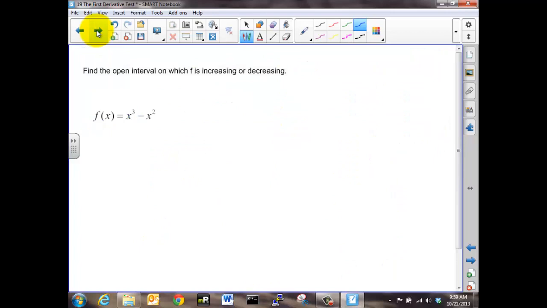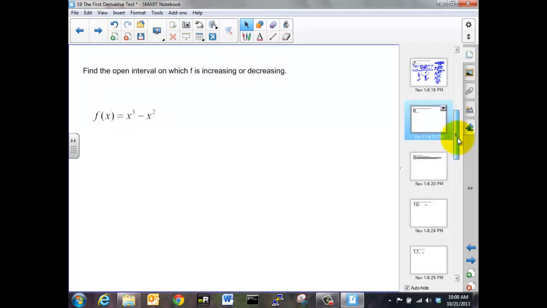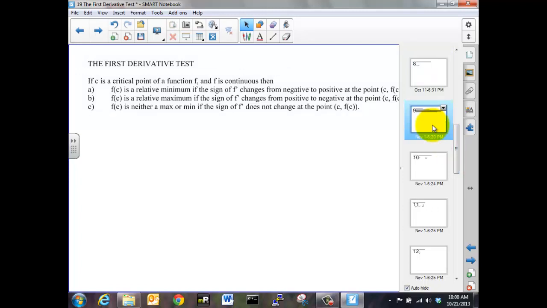Okay, this problem's easier. Do it. I want you to figure out where it's increasing, figure out where it's decreasing, and determine the maxes and mins. This problem's easier, I promise you. Increasing, decreasing, tell me where the max is, tell me where the min is. We've already done that.